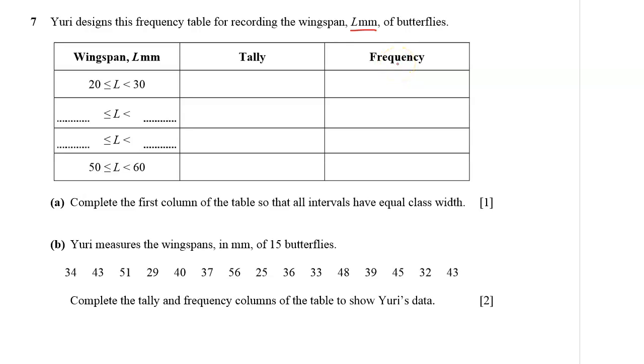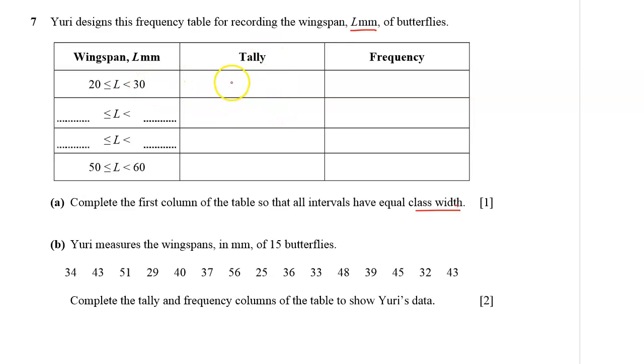And of course, part A, the instruction is to complete the first column of the table so that all intervals have equal class width. Okay, so the intervals should have equal class width, and therefore here I will go for 20 to 30.